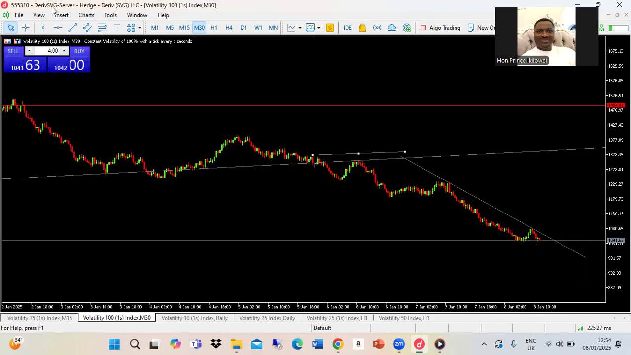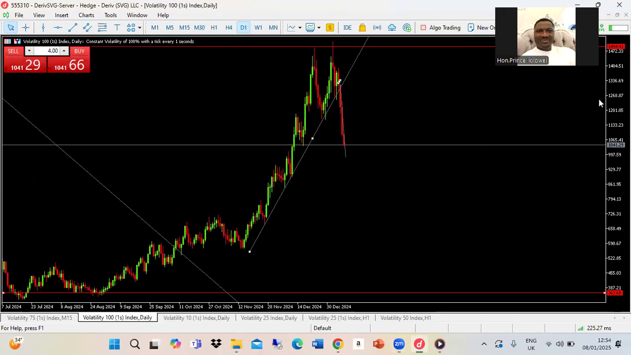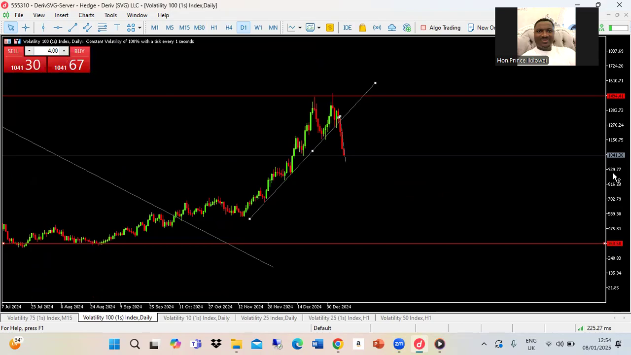So this market may likely... Let's go to the daily time frame and see. Please, how can you spot a fake breakout? Okay, good question. A fake breakout is when, like this, a fake breakout happened. Now, this was a fake breakout.